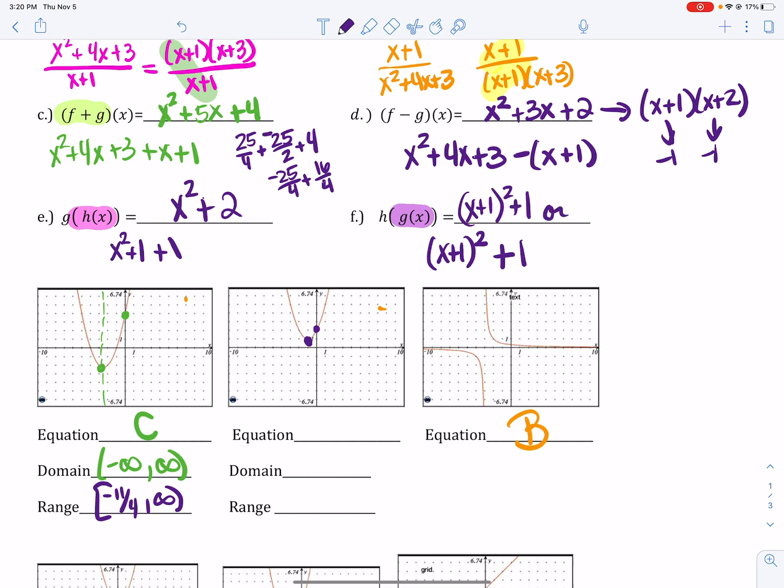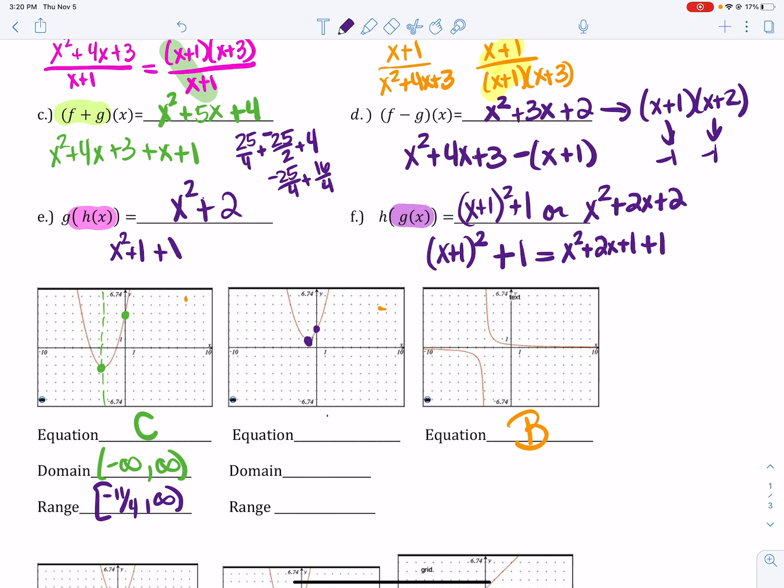But I know when we did this warm up the other day, some of you multiplied that out. So you have x squared plus 2x plus 1 plus 1. So then that would be x squared plus 2x plus 2. And I would accept either answer. It doesn't say what form it has to be in.